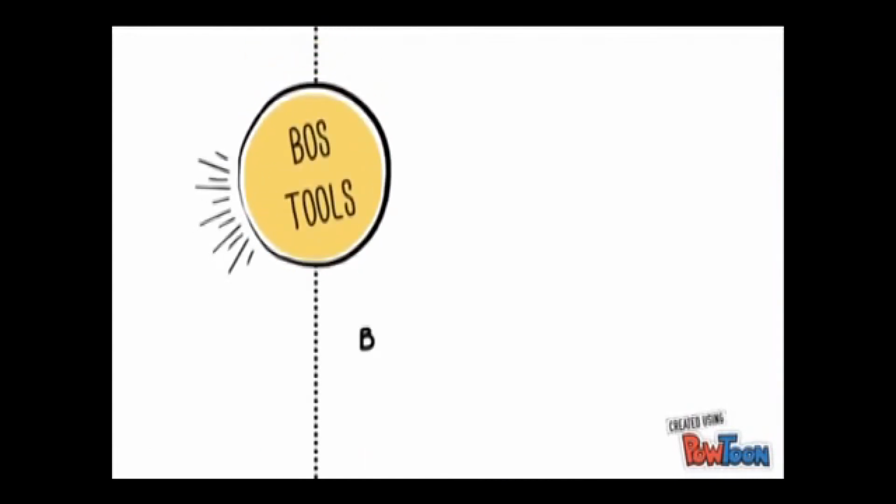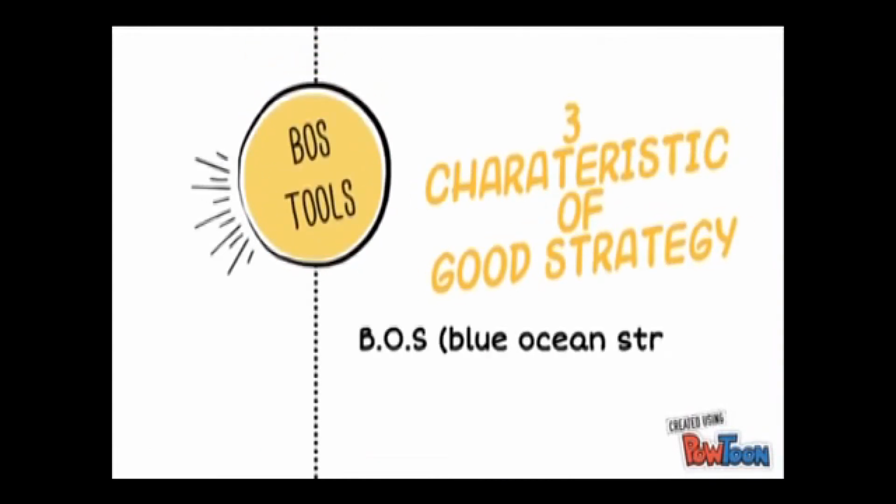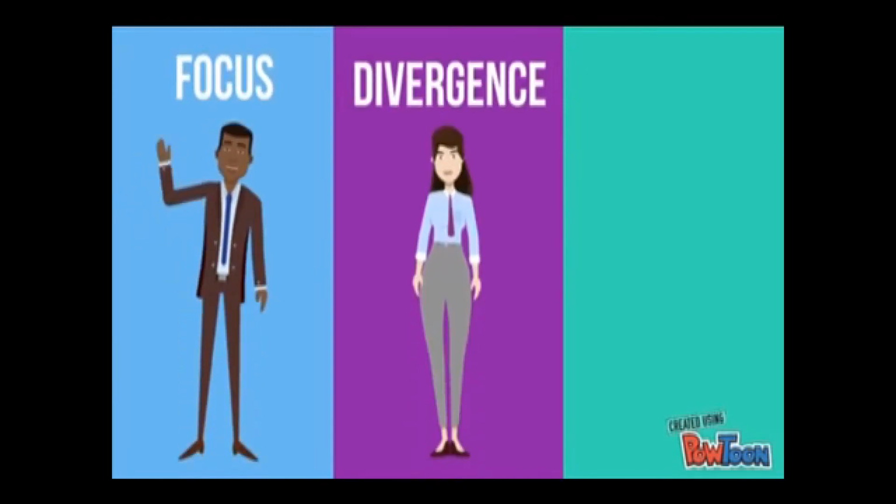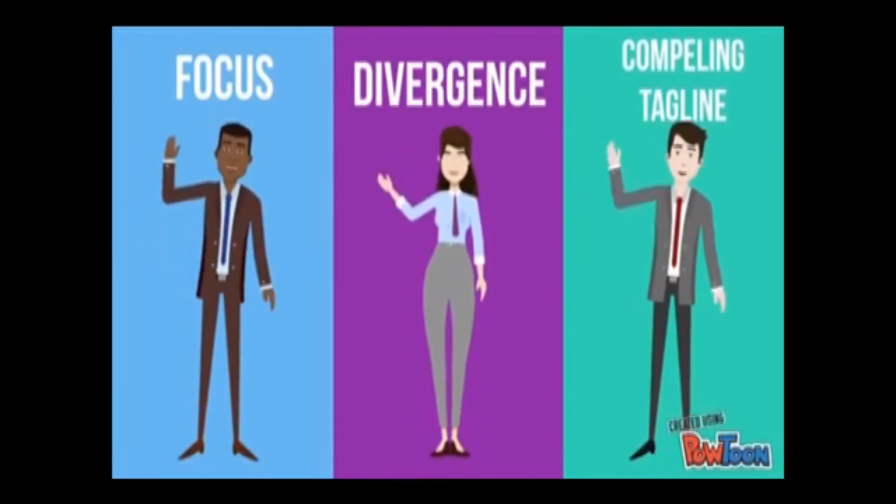Last but not least, in both tools there are three characteristics of a good strategy. The three are: the first one, focus; the second one, divergence; and the third one, a compelling tagline.